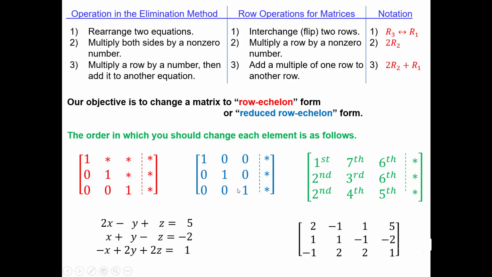Now, if I choose to reduce it into reduced row echelon form by changing these into zeros, then the best way to do that is just to round the corner. After we've changed this to a 1, change these two to zeros, and then the last step would be to change this to a 1.